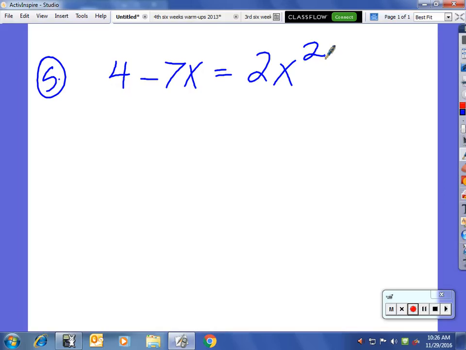Now, what do you want to move here? I would move the 4 and the minus 7x. Then factor it, solve it. One of your answers will be a fraction.